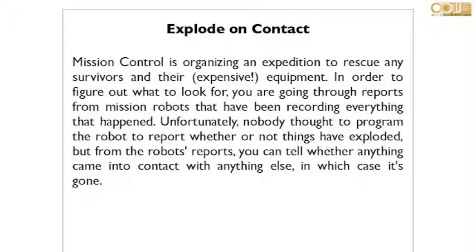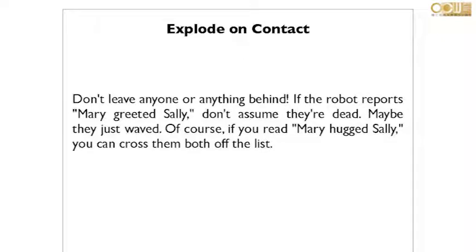Mission Control is organizing an expedition to rescue any survivors and their expensive equipment. In order to figure out who to look for, you are going through reports from mission robots that have been recording everything that has happened. Unfortunately, nobody thought to program the robot to report whether or not things have exploded. But from the robot's reports, you can tell whether anything came into contact with anything else, in which case it is gone. Don't leave anything behind. If the robot reports Mary greeted Sally, don't assume they're dead. Maybe they just waved. Of course, if you read Mary hugged Sally, then you can cross them off the list.